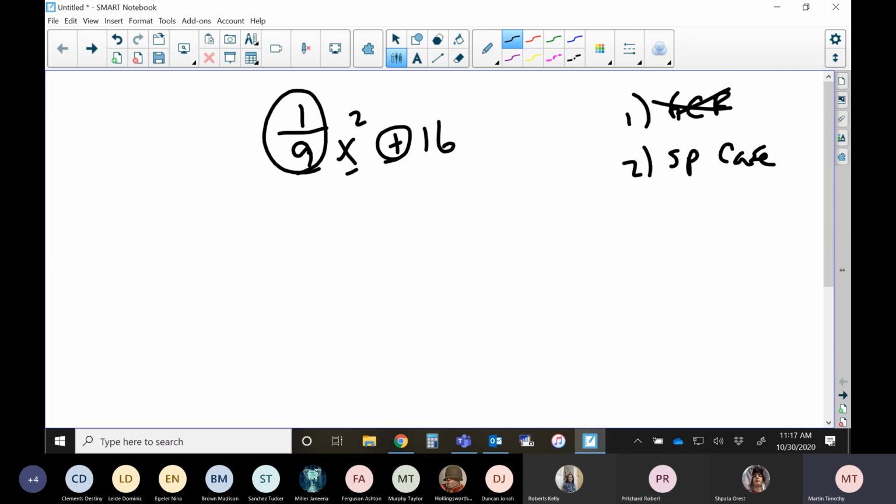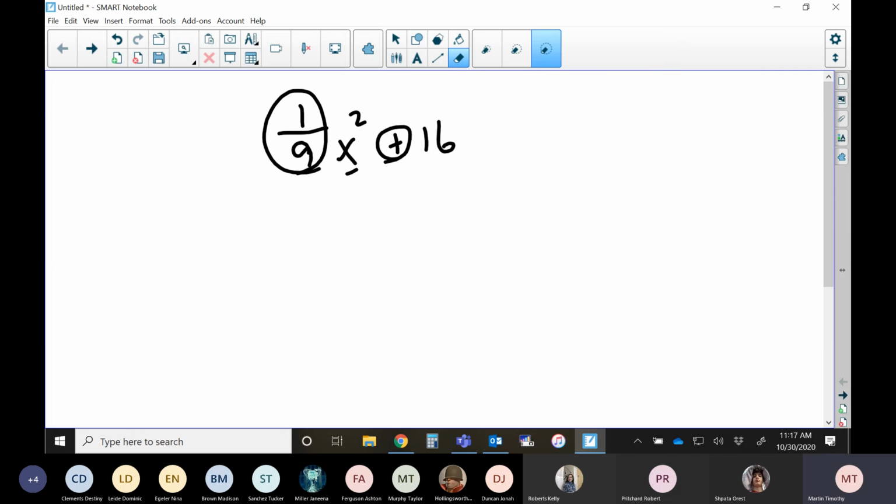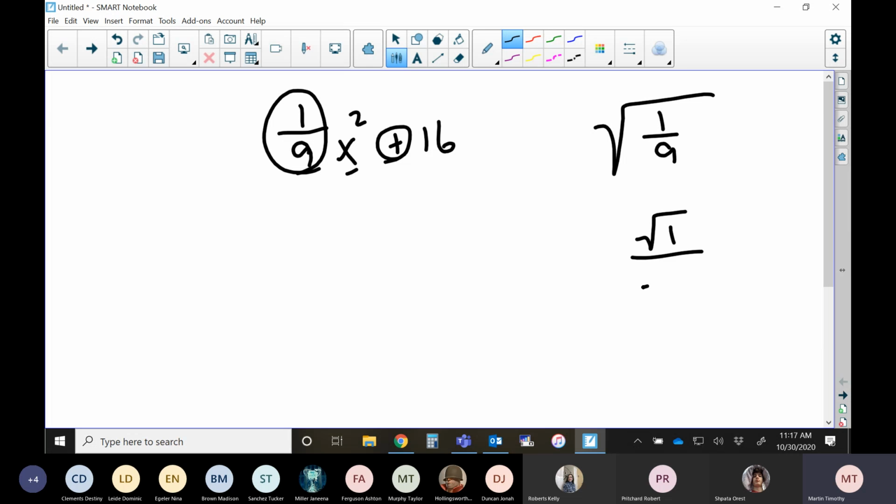Right here, does this have a square root? Well, going back to old stuff, you should understand if I take the square root of 1/9, what you can actually do is you can make this the square root of 1 over the square root of 9. You can give the square root to each one of those numbers, and then the square root of 1 is 1, the square root of 9 is 3. So actually, yes, the square root of 1/9 is actually 1/3.